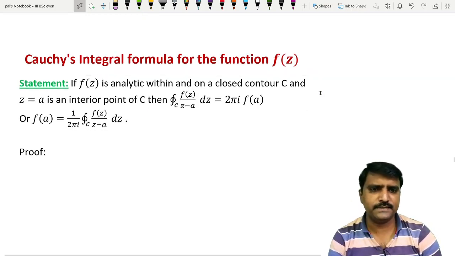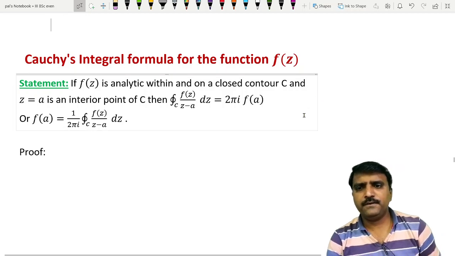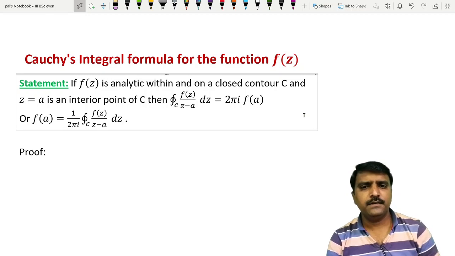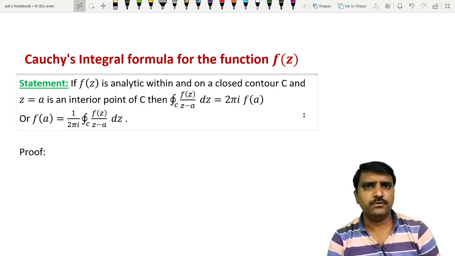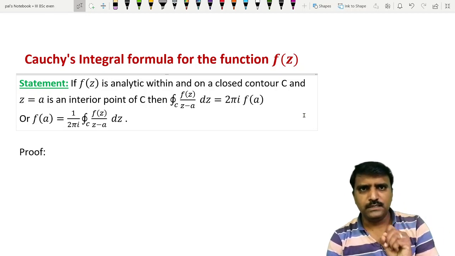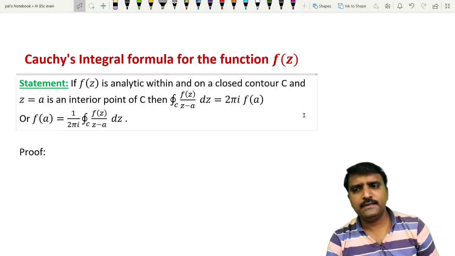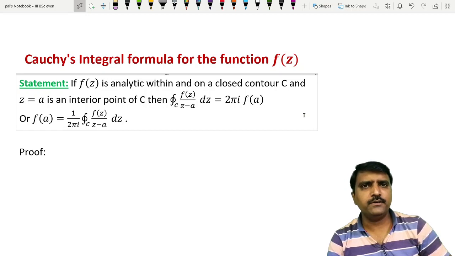This theorem states that if f of z is an analytic function within and on a closed contour C, and z is equal to a is an interior point of C, then integration of f of z by z minus a.